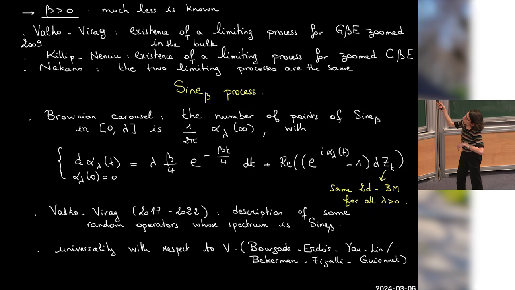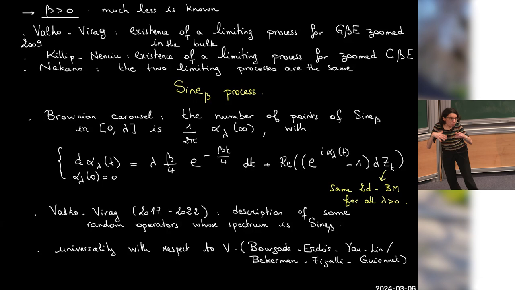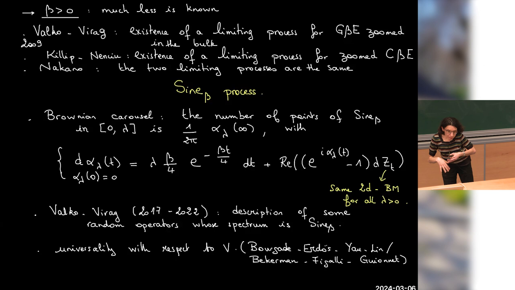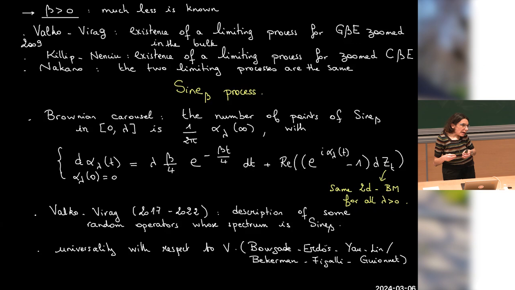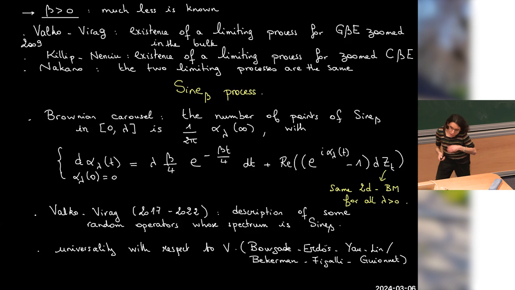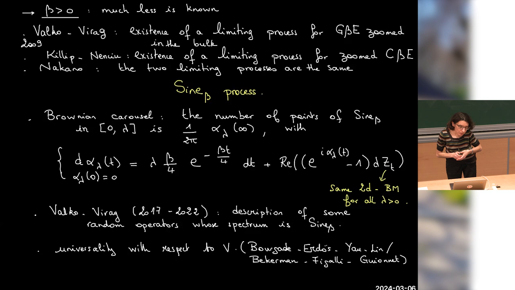And it's coupled in the sense that for all lambda, your random input is the same two-dimensional Brownian motion. So it's pretty involved, a complicated description. Later on, they could also describe sine beta as the spectrum of some random operators that are not easy to describe either. I won't go too much into the details. And again, we have universality results. So when we started this project, we were here with a description of sine beta.